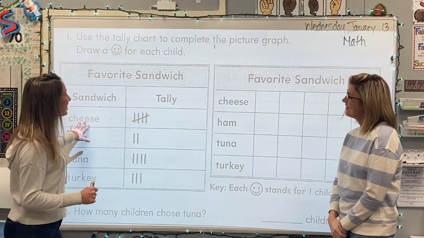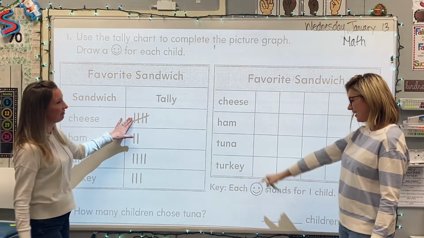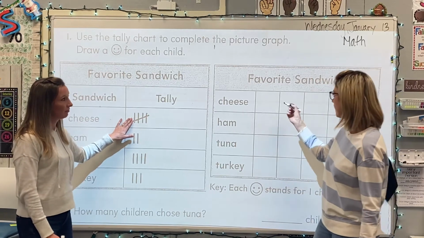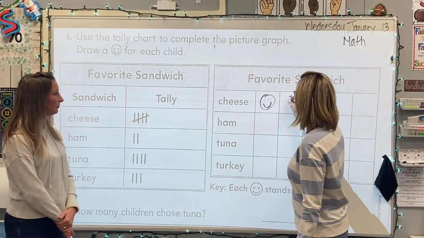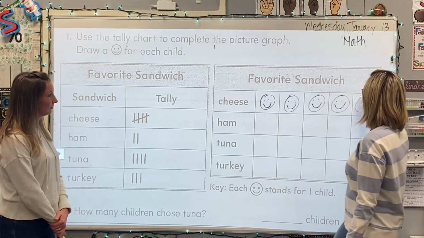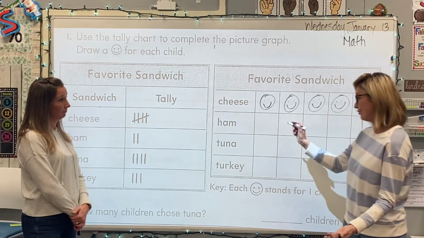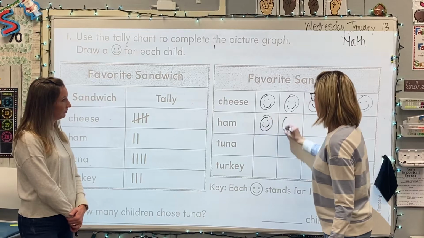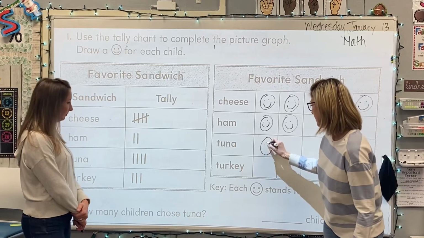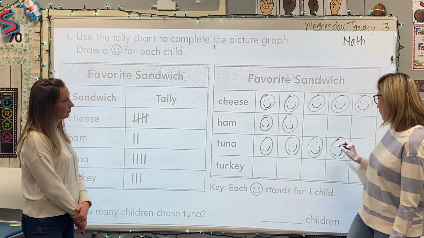Next to cheese, there are 5 students who chose cheese. How are you going to show that on your picture graph? I know that on my key it tells me that each smiley face stands for 1 child, so I need to draw 5 smiley faces. 1, 2, 3, 4, 5. Ham, there were 2 students. I'm going to draw 2 smiley faces. 1, 2. Tuna, 4. I'm going to do that. 1, 2, 3, 4.